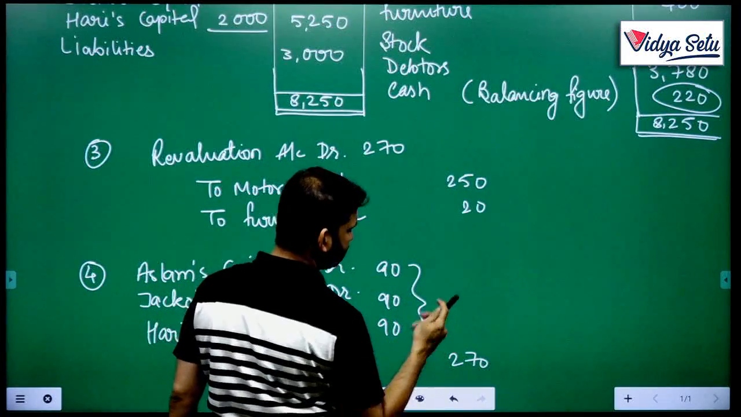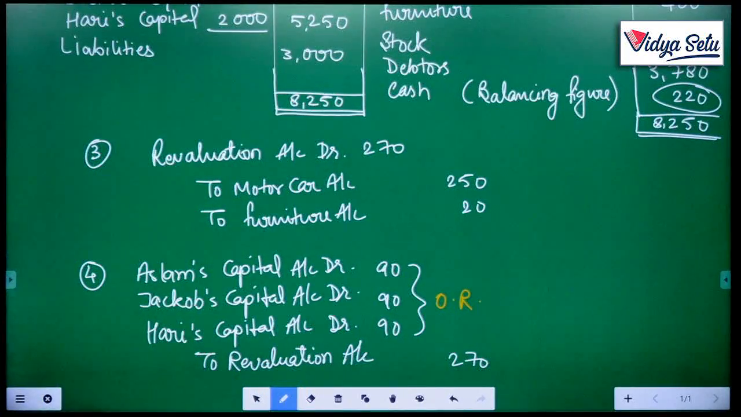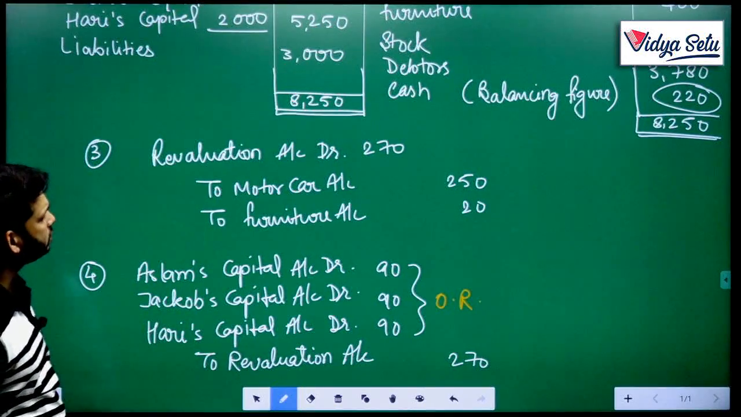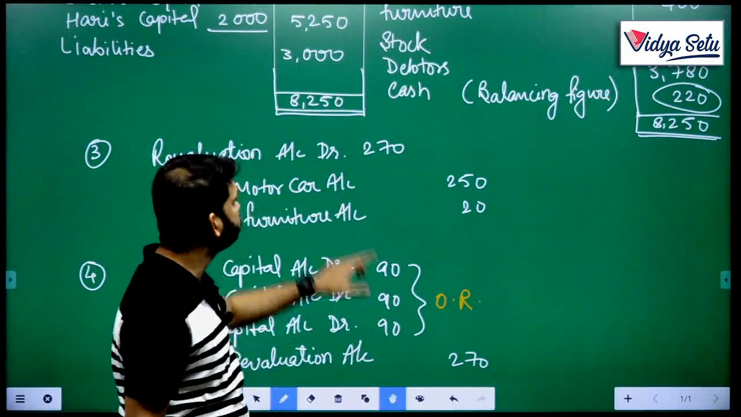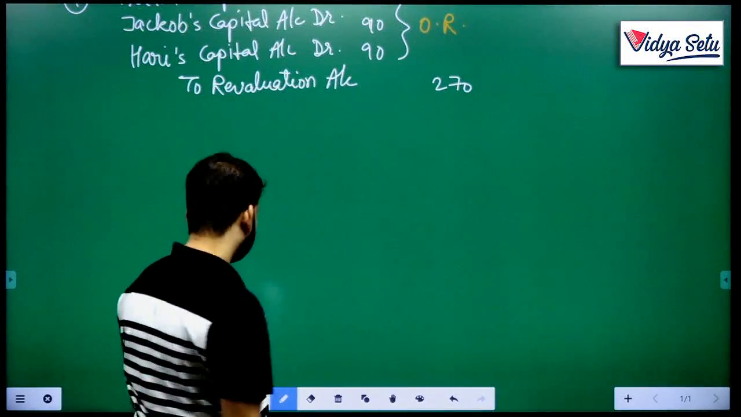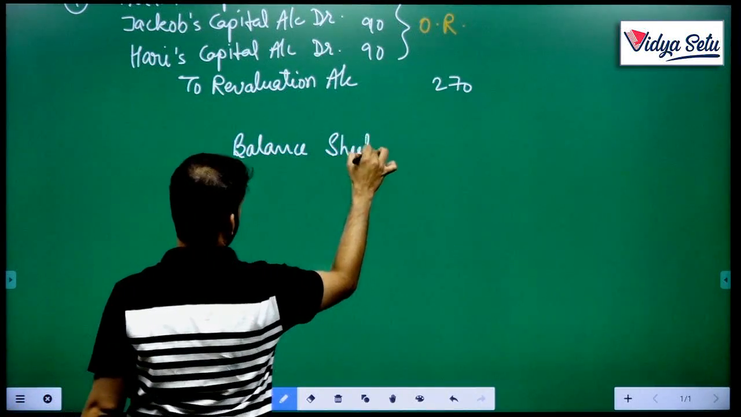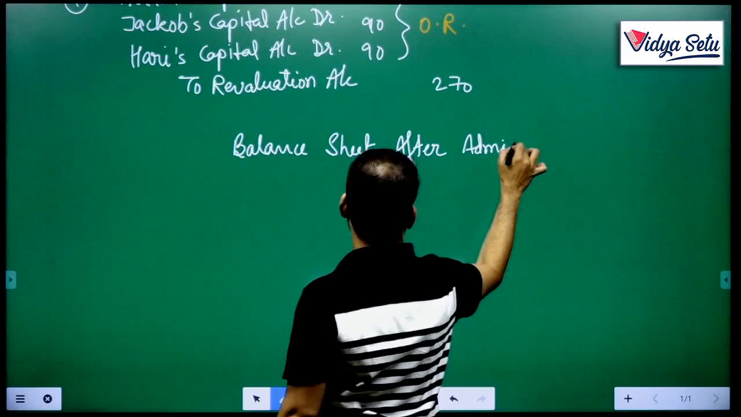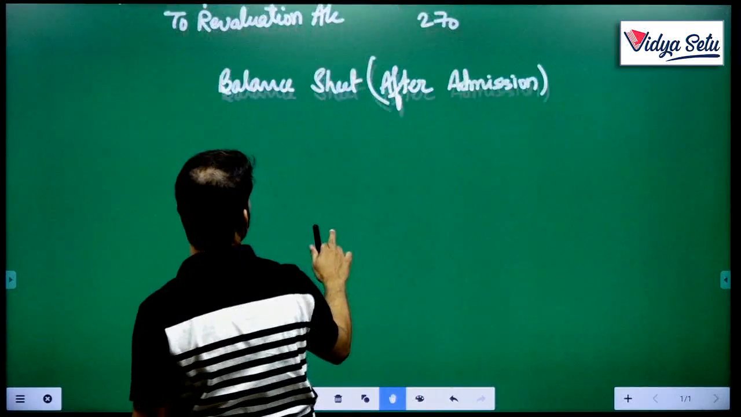Okay, what is this? This is the old ratio. Okay, it was debited. Now revaluation is done, but because of that there were certain changes in the capitals. Okay, the capitals were reduced and were increased also because the goodwill amount was given. Now what we'll do, we'll make the final balance sheet. This is the balance sheet after admission.